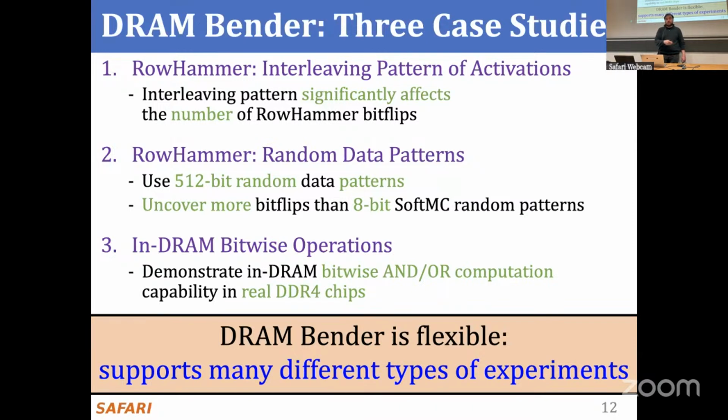The first one is about row hammer, the interleaving pattern of activations. We see that the interleaving pattern significantly affects the number of row hammer bit flips. The second one is about how random data patterns affect the row hammer bit flips. By using 512 random data patterns, we uncover more bit flips than just the 8-bit random data patterns that the prior infrastructure SoftMC uses. And the last one, which I'll be discussing more, is in-DRAM bitwise operations. In the paper, we demonstrate in-DRAM bitwise AND and OR operation capability in real DDR4 chips. So we believe that DRAM Bender is flexible and supports many different types of experiments.